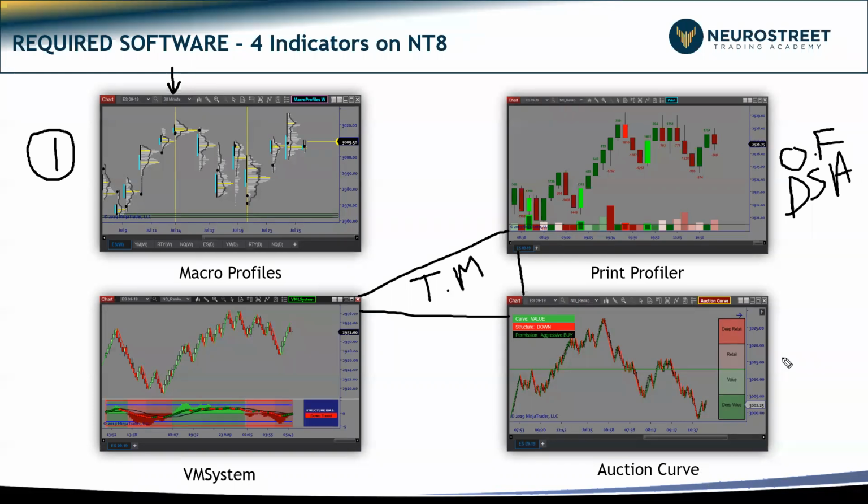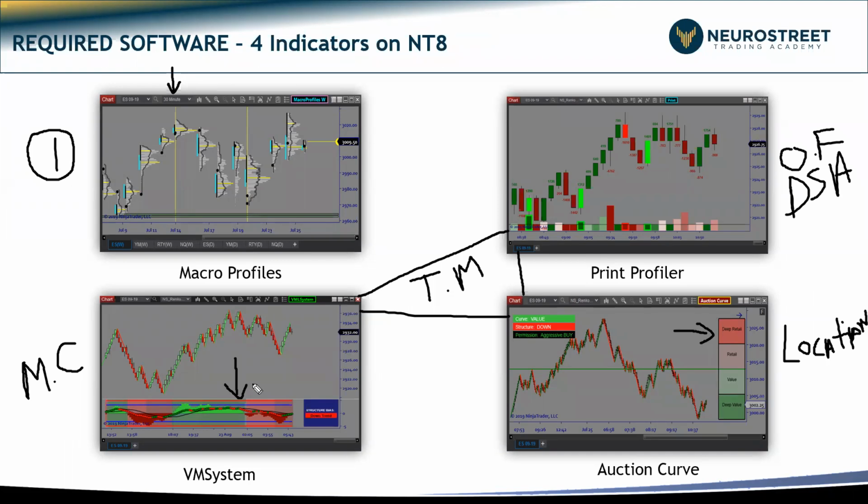The auction curve looks at location. When you're managing day trading risk, it teaches you location. Whether we're trading in expensive territories or cheap territories based off of the auction theory curve. And the VMSystem looks at momentum confluence using a hybrid trading oscillator that looks at fast and slow momentum using velocity cycles and the MACD standard deviation analysis.